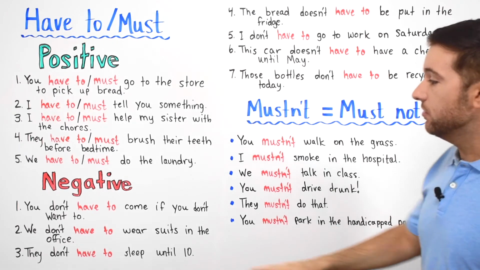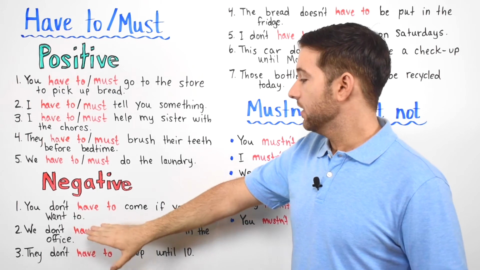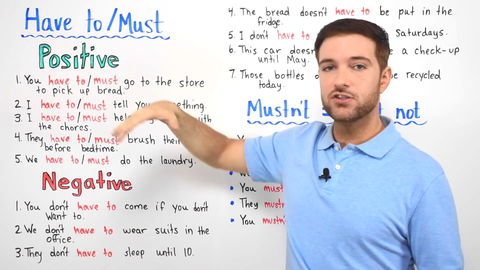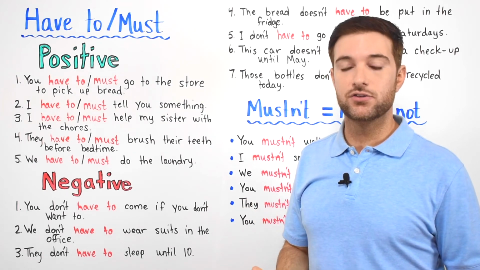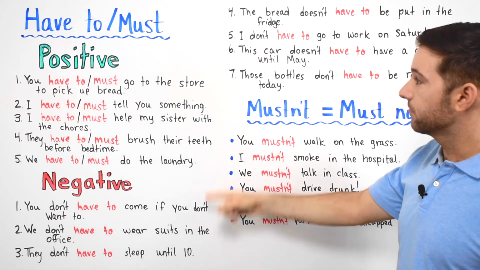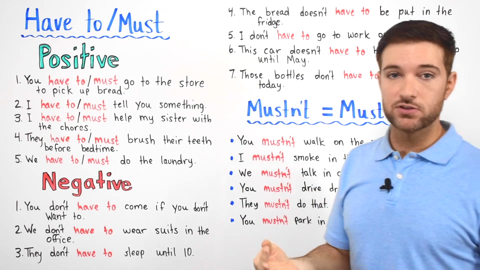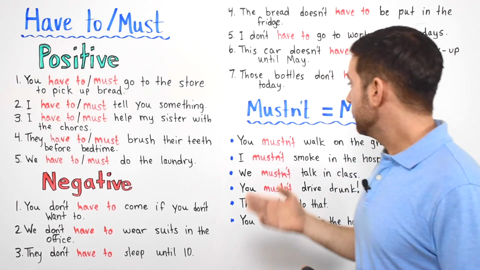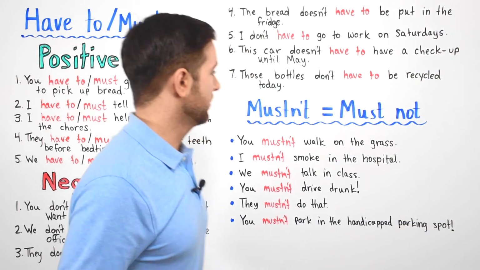So guys, that's how you use the negative form. Again, we use have to in most cases, and it basically just means that you're not required to do something, okay? So in all these examples here, 1 through 7, you'll notice that we're talking about something that is not required or necessary.